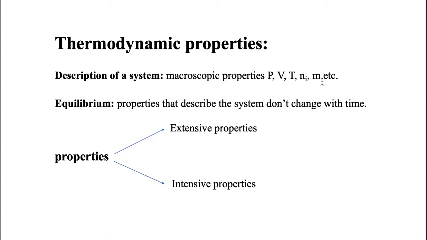Now these properties, from one perspective, can be classified into extensive properties and intensive properties. What is the meaning of extensive properties? Extensive properties are those which are independent of quantity of the substance under investigation. And intensive properties, sorry, extensive properties are dependent on the quantity of the substance. Intensive properties are independent of the quantity of the substance in the system.